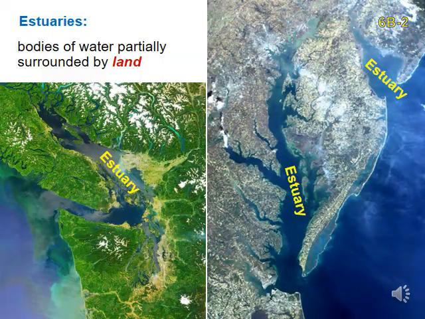Slide 2. Estuaries. Estuaries are places where the ocean is partially surrounded by land. They go by many names: bay, sound, lagoon, and more. The mouth of a river, harbors, and marinas are all examples of estuaries as well. Estuaries can form along the shoreline in several ways.